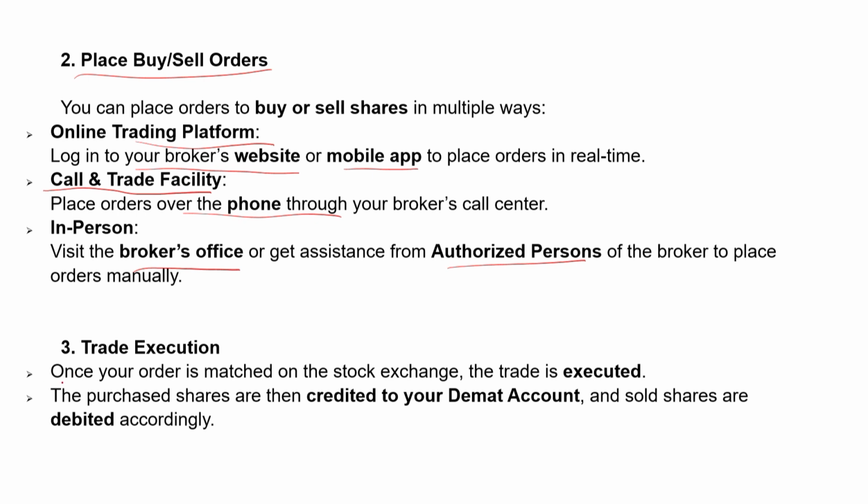After that, trade execution takes place. Once the order is matched with the availability of stocks on the stock exchanges, the trade is finally executed, and the purchased shares are then credited to your demat account, or if you are selling the shares, then they are debited from your demat account.